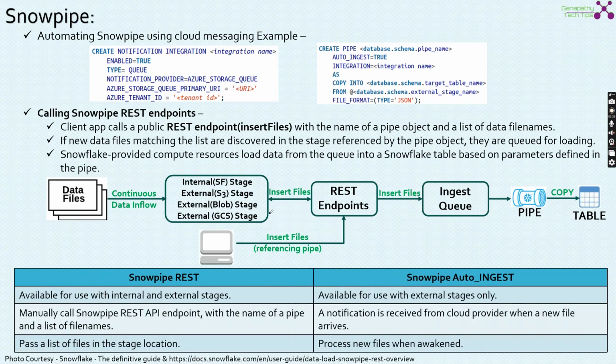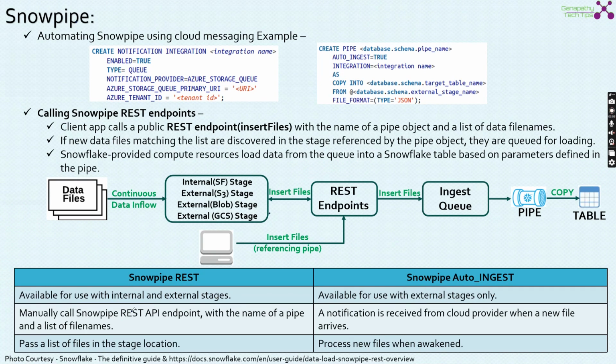The next thing is when to use Snowpipe REST API and when to use Snowpipe Auto Ingest. Auto Ingest is all about cloud-based messaging. So what are all the differences between both? The REST API is available to use for internal and external stages, whereas Auto Ingest is available to use only for the external stages.